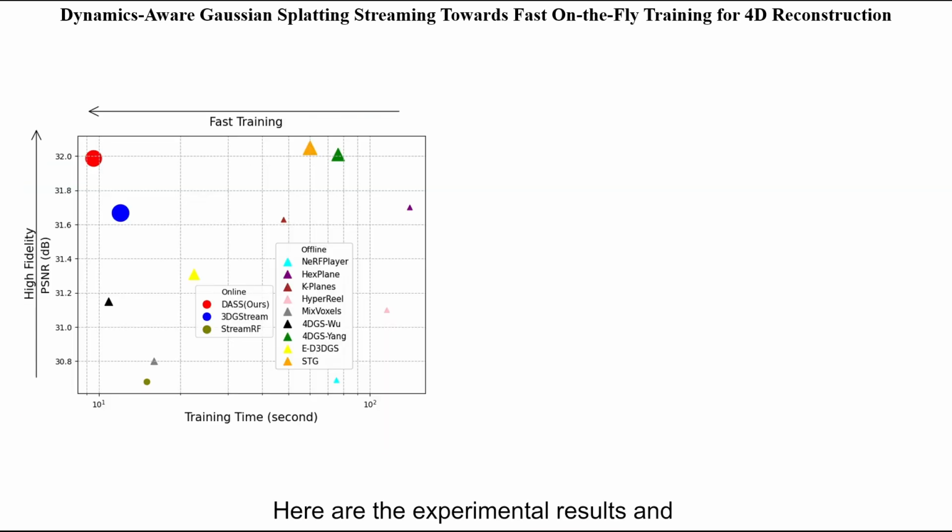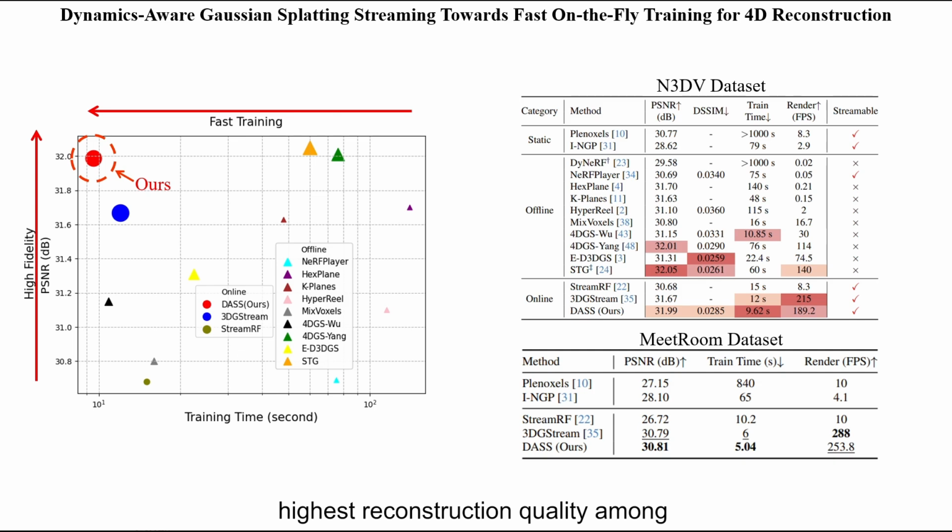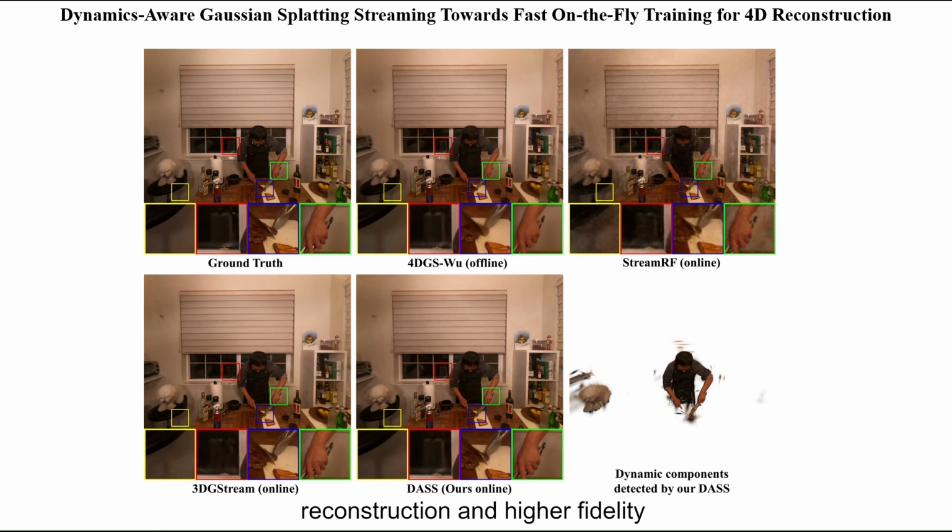Here are the experimental results and comparisons. Higher PSNR indicates higher reconstruction fidelity, less training time indicates fast on-the-fly training speed. The size of the marker represents the frames per second, indicating rendering speed. Considering these metrics, our method achieves state-of-the-art on-the-fly training performance, obtaining per-frame training within 10 seconds. On the quantitative results, our method achieves the highest reconstruction quality among online training methods, and even surpasses most of the offline methods. Here are some visualizations, showing that our method achieves vivid reconstruction and higher fidelity details. We also visualize the dynamic Gaussians detected by our proposed pipeline, which effectively and accurately guides our method to recover the complex motions and details.